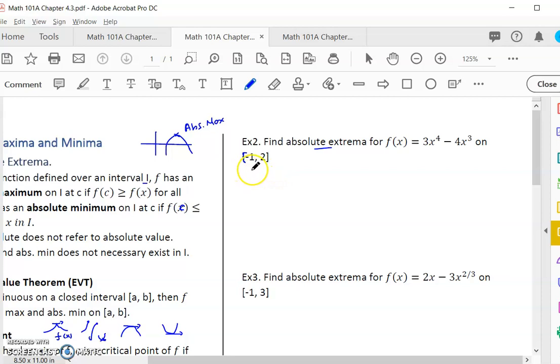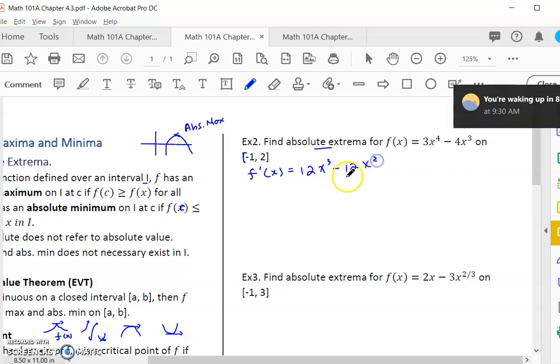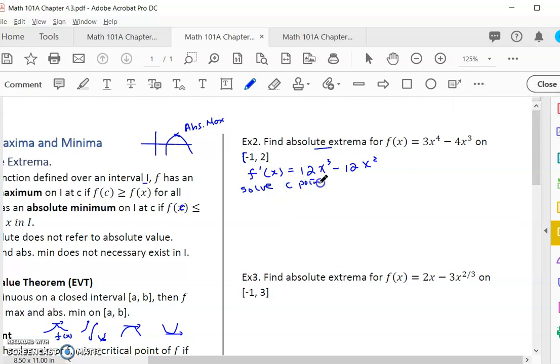First is to find the critical points. They may not be the absolute max and min, but if they are, they must be a critical point. So we find all of the critical points first by solving f prime of x equal to 0. f prime of x is equal to 12x cubed minus 12x squared. So solve 12x cubed minus 12x squared equal to 0.